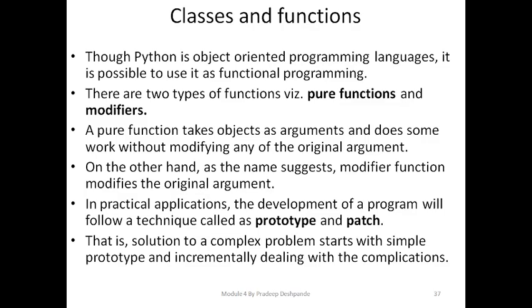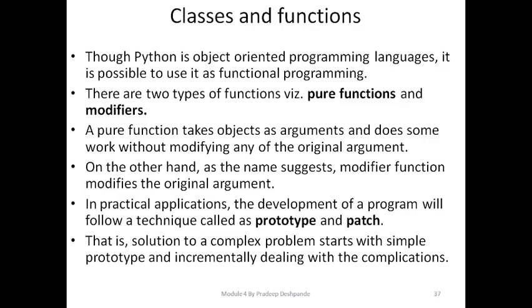Python is an object-oriented programming language, but it is possible to use it as a functional programming language also. In the sense that you can have both procedure-oriented programming as well as object-oriented programming. There are two types of functions here. One is the pure function, another one is the modifier. The difference is that a pure function takes objects as arguments and does some work without modifying any of the original arguments. Whatever the contents of the objects are, they will remain as they are. They cannot be modified in the case of pure functions.